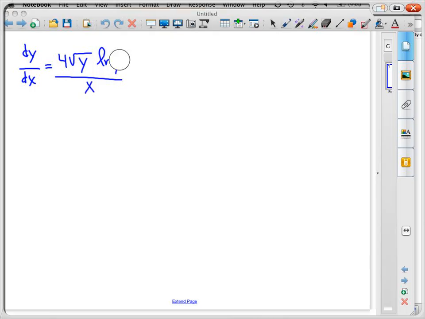And this is supposed to be an x. So let me fix that. Here we go. So as I said earlier, in separable differential equations, the whole idea is to get all of the x variables along with the differential on one side and all of the y variables along with the differential on the other side. So this is pretty easily accomplished by doing it like this.